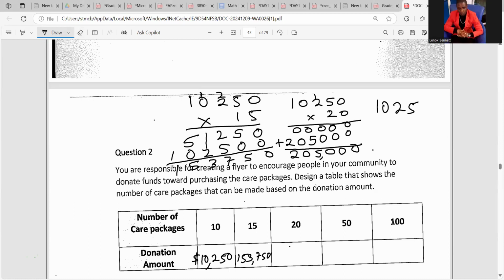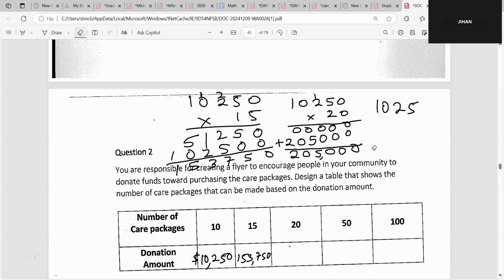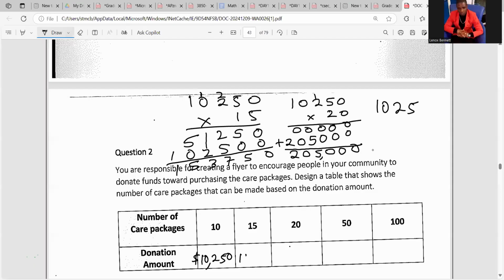Okay. All right. So that means it should have been 15,375. Yes. And 20,500. Those two. All right. Let me just write about this. 5, 7, 5. What about the 20? You said 20,500? Yes, sir. All right. So you're going to walk us through the other two.